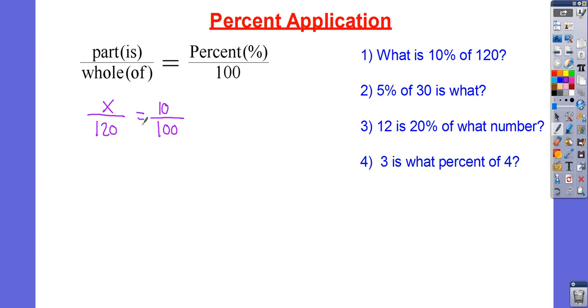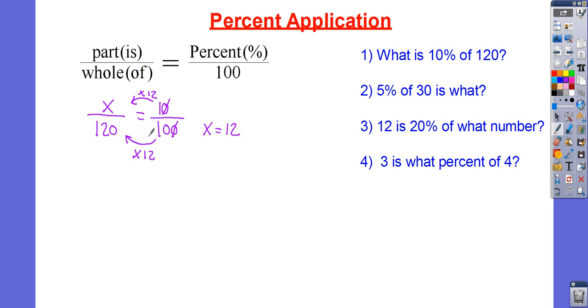So there are multiple ways I could solve this. I could use a scale factor. I could simplify. I could also do cross multiplication. But the easiest thing to do is always to simplify first and then see where that takes you. So I'm going to simplify 10 over 100 to 1/10. Now I could just go ahead and multiply across. So 10 times what number equals 120? That's going to be multiplied by 12, and then that's going to be multiplied by 12. So in this case, x is equal to 12.